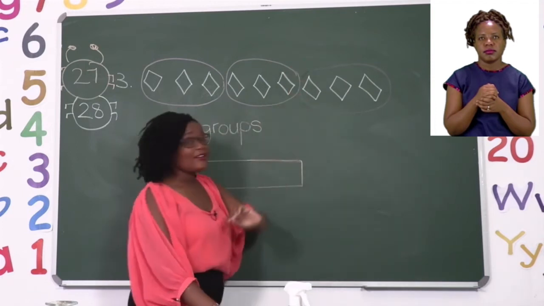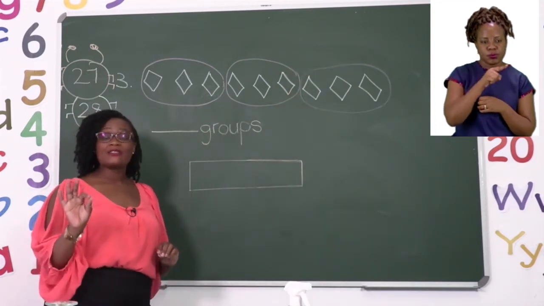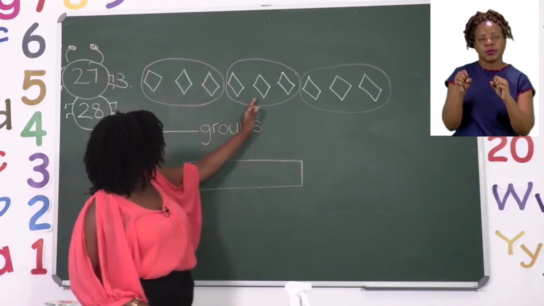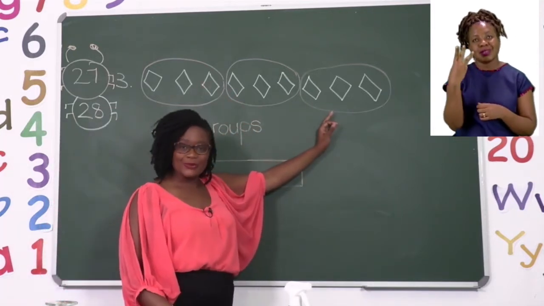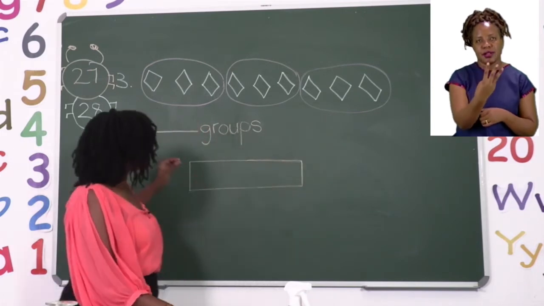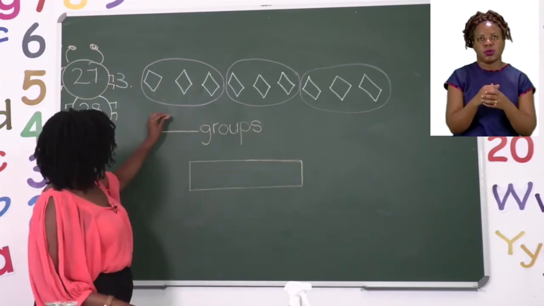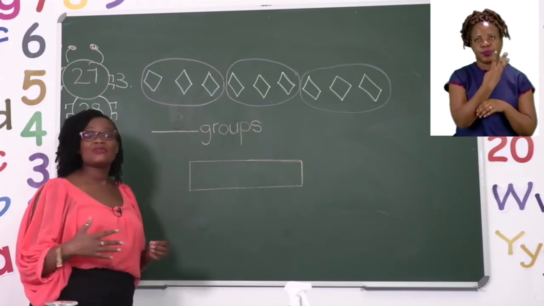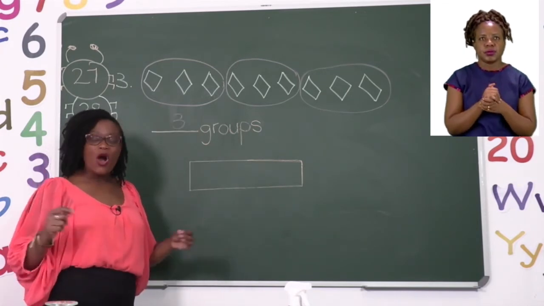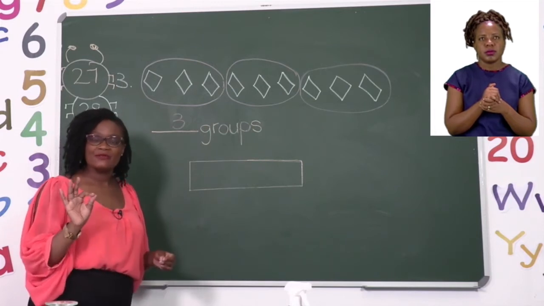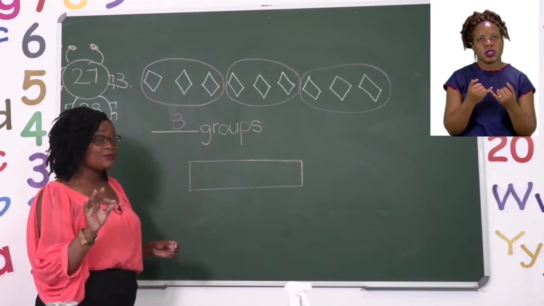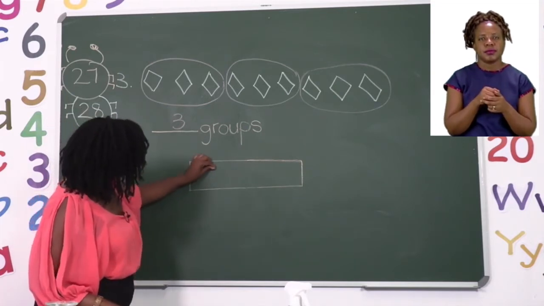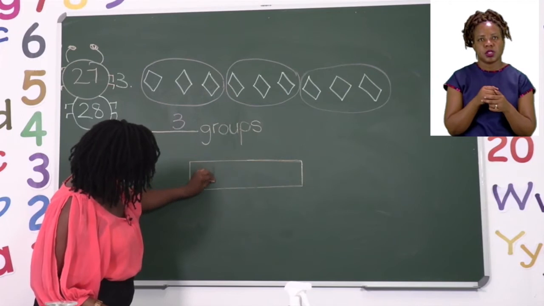After we are done grouping them, we need to count how many groups we have. We have 1, 2, 3 groups. So where it says groups, we will write 3. And then now we need to make a sum of division, which means dividing. Now we started with how many, by the way? 9. So we are going to put our 9 here.